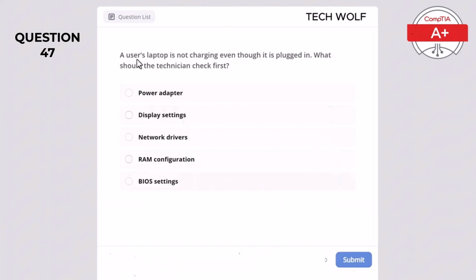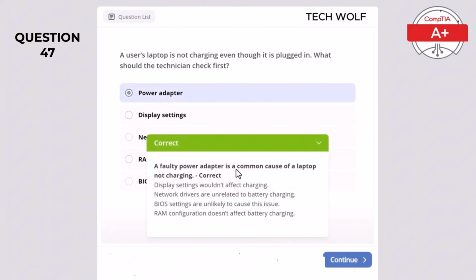Next question. A user's laptop is not charging even though it is plugged in. What should the technician check first? Power adapter, display settings, network drivers, RAM configuration, or BIOS settings? The correct answer here is power adapter. A faulty power adapter is a common cause of a laptop not charging.